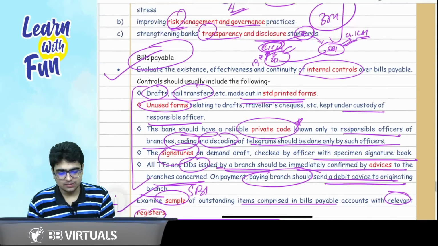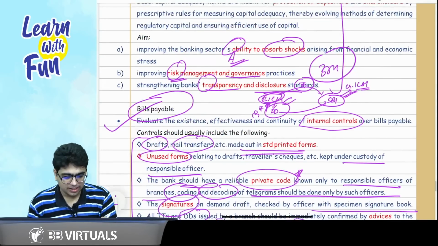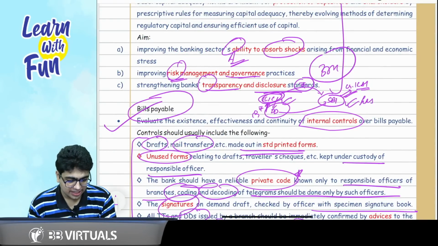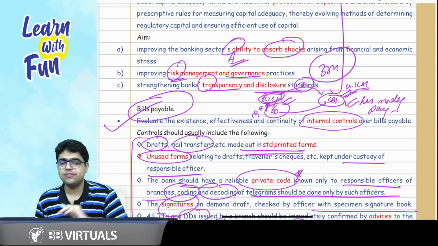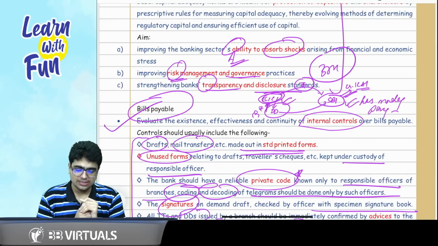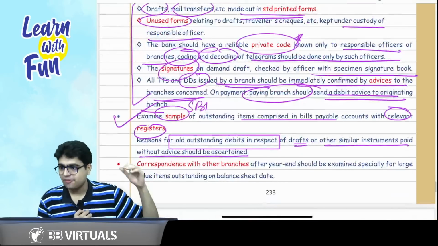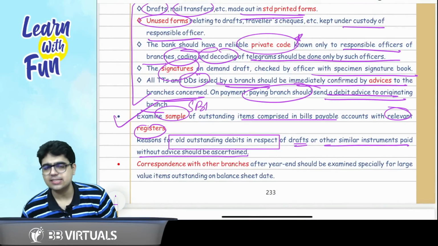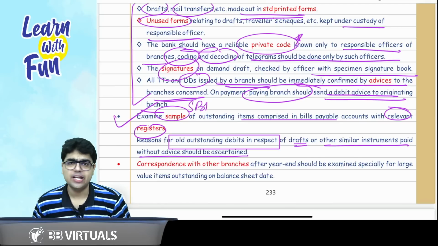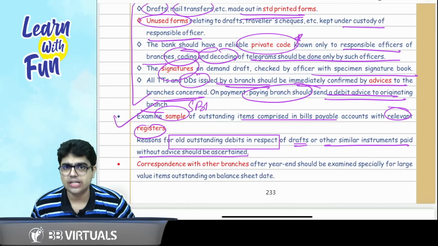What it says, sir, is that if SBI has made any payment without receiving any information from ICICI Bank, then you should check why it made payment without receiving the advice. So the second thing is checking the sample with the register, and if any payment has been made without advice, you need to check as an auditor.